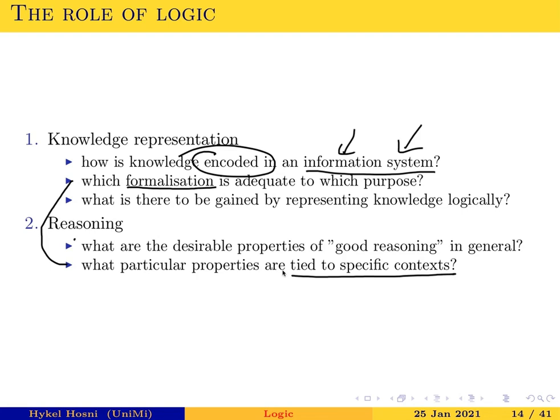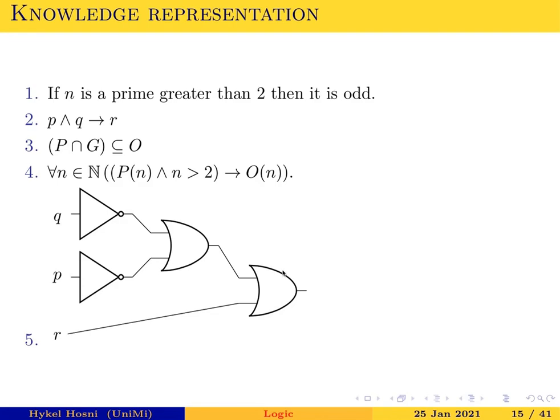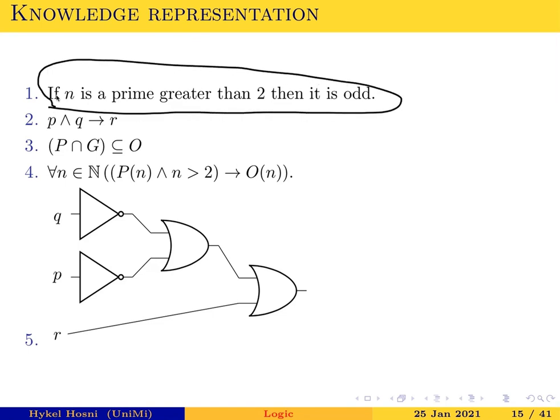Let me give you examples now of these things. So, knowledge representation. Here is some knowledge or information. This is information in elementary number theory, arithmetic. So n is, let's say, a natural number.